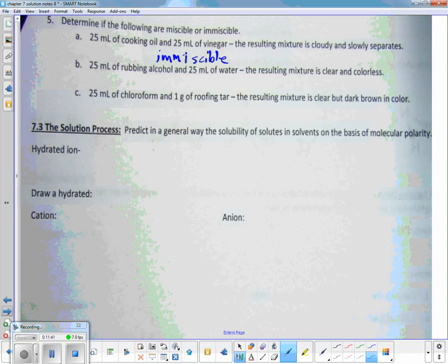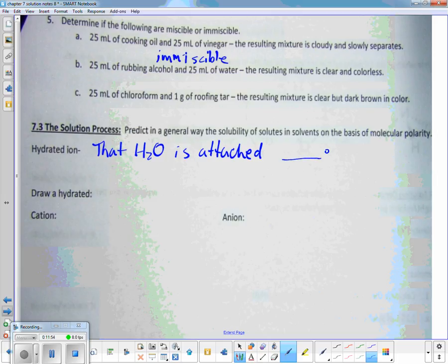So hydrated ion just means that water is attached. What does that mean? That means like what we did on our last lab where we had .7H2O. That's known as a hydrate. It means waters are attached. When I have a salt that dissolves, we actually get cations and anions that are hydrated.